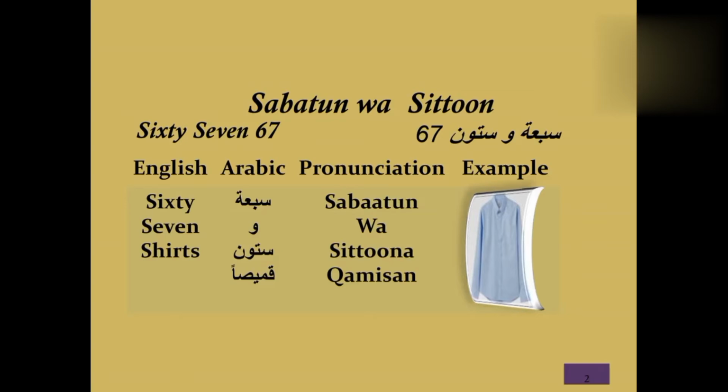For 67 number we use in Arabic Sab'atun wa Sittoon. Sab'atun wa Sittoon means 67. See the example. 67 shirts. For 67 shirts we can say in Arabic Sab'atun wa Sittuna qamisan.